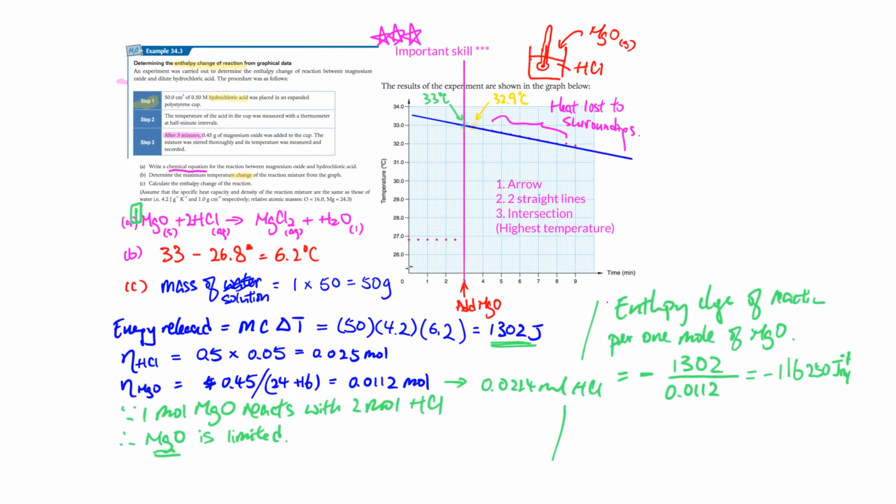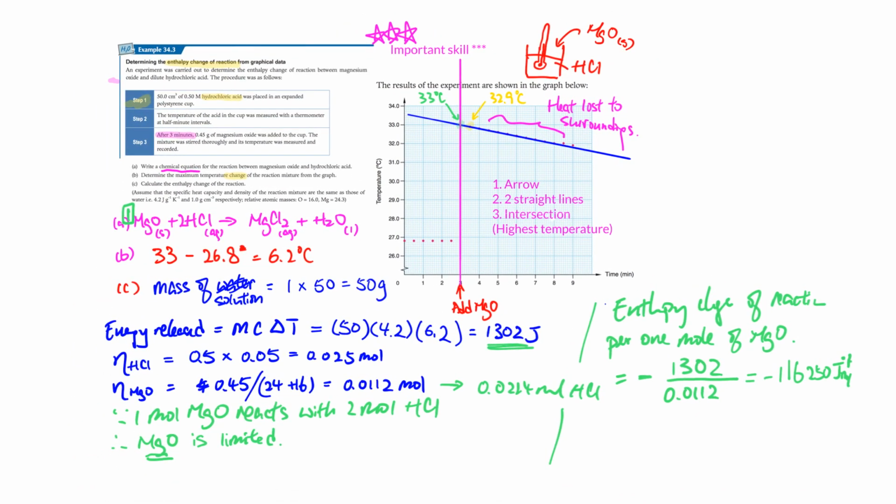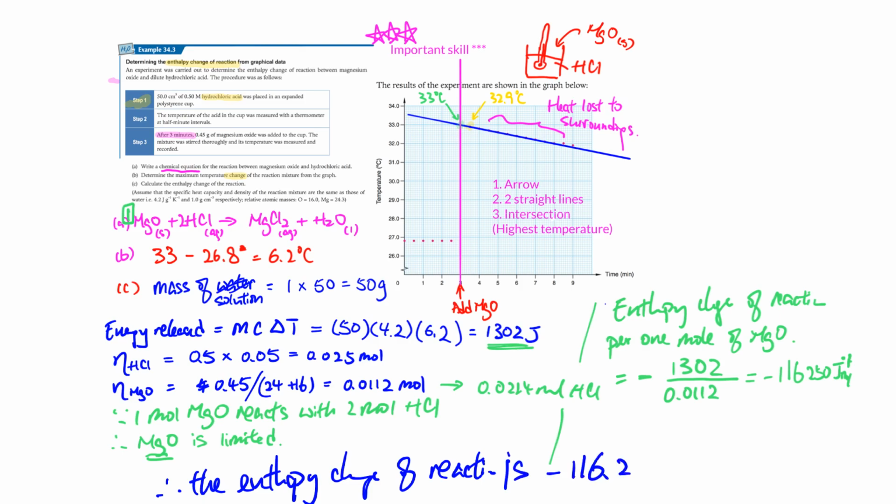So the statement, we will write: therefore the enthalpy change of reaction is negative 116.25 kilojoule per mole. So remember, you have to check every time after you finish doing the math, you have to check whether the sign has been there, whether the unit is correct.